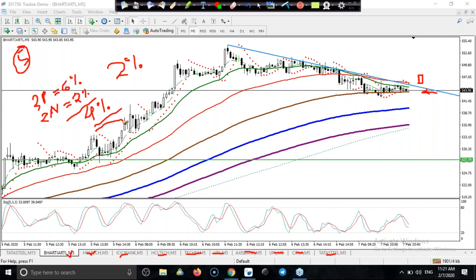Intraday is a highly profitable trading method and highly risky. Remember, so that is why we need the most important and high probability trade. That is why we're looking for high probability trades. Remember, 4% is enough.